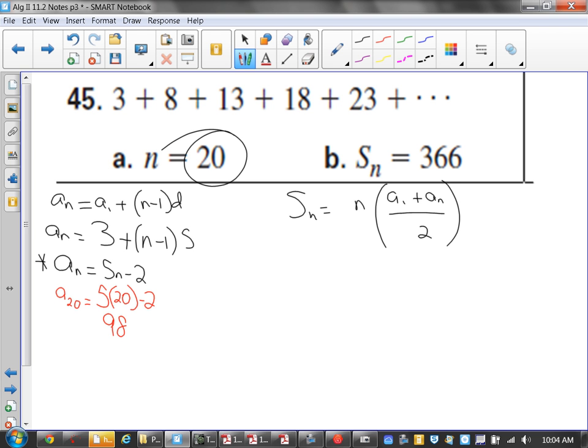So the 20th term is 98 in that sequence. So the sum of 20 of them would be 20 times the first term of 3 plus the 98, all over 2.